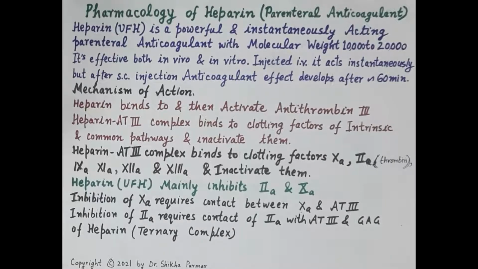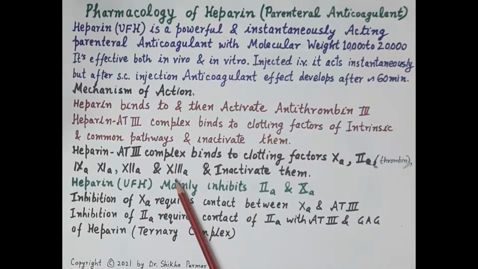So now we have understood the role of several clotting factors in the process of coagulation. Now coming back to the mechanism of action of heparin, as we had already discussed, heparin forms a complex with antithrombin 3. Now this heparin antithrombin 3 complex binds to several clotting factors. This complex binds to clotting factor 10A. This complex binds to thrombin, that is clotting factor 2A, then 9A, 11A, 12A and 13A.